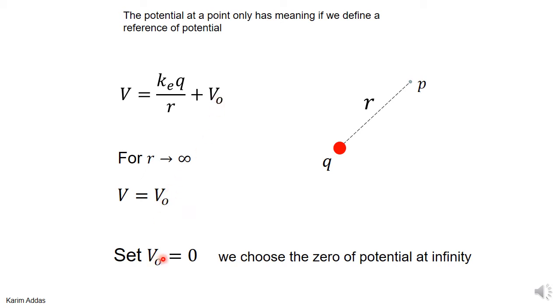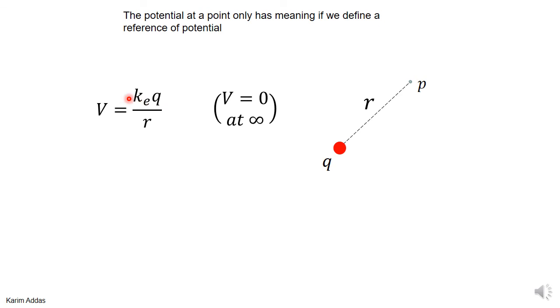So we're going to make a convenient choice. Let's set V naught to be 0. This means that we're choosing the reference of potential, where the potential is 0, to be at infinity. So for this particular choice, we can say that the potential is just kq over r at a point in space. And remember that when we say the potential at a point in space is kq over r, we're still not really saying the potential at a point. We're getting the potential at a point minus the potential at infinity, which we took to be 0.